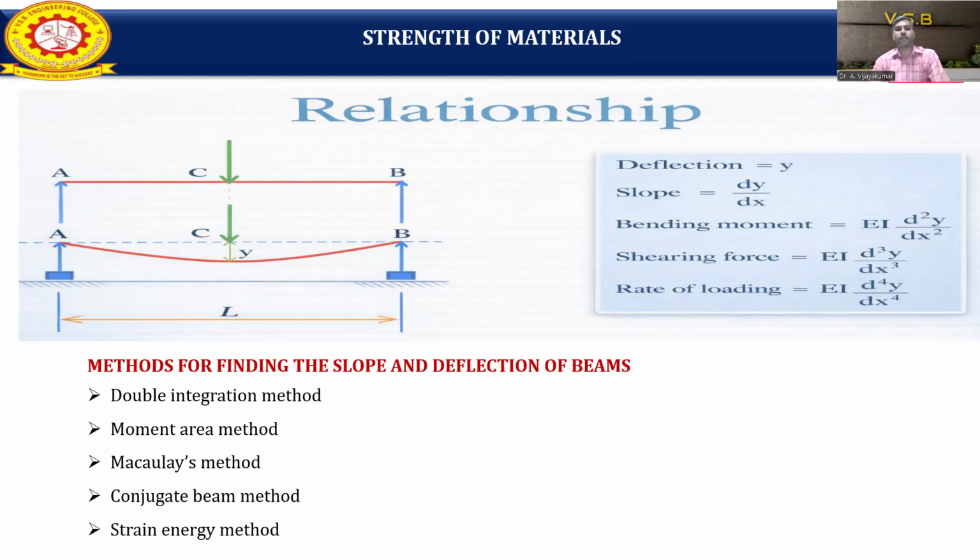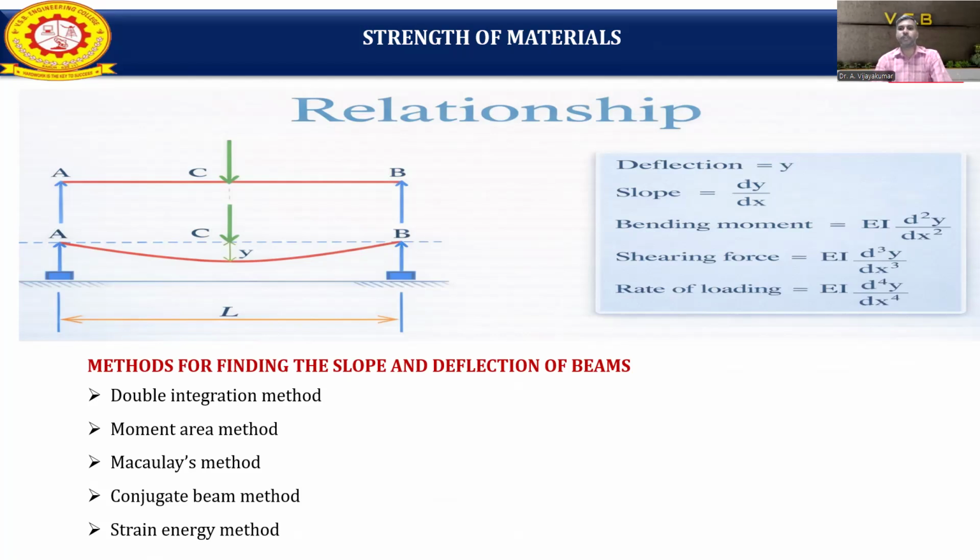So whatever the loading condition, unit or point load or uniformly distributed load, when we start to find the deflection y, we need to integrate each and every step. We get the slope, bending moment, shear force, and the rate of loading also. Using these relations, we can find the slope and deflection using various methods: the double integration method, moment area method, Macaulay's method, conjugate beam method, and energy method. These are the methods available to find the slope and the deflection of a given beam.